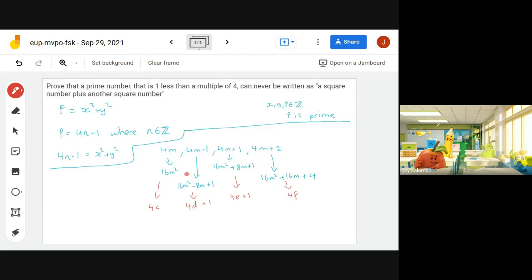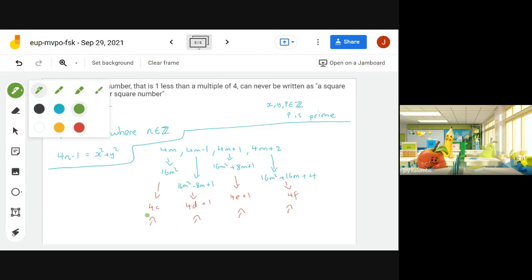Now, these are the results of squaring, right? So these are the things that x squared and y squared could be. X squared could either be a multiple of 4, because we've squared each of these, or it can be a multiple of 4 plus 1. In fact, they're the only options. So what we essentially need is we want to add 2 of these so that you get 1 less than a multiple of 4. But you can actually never get that.